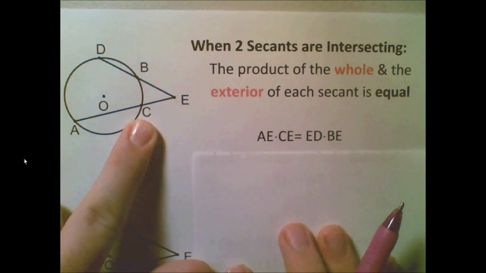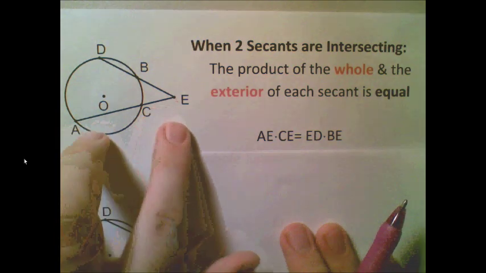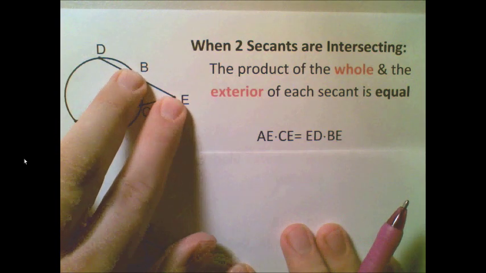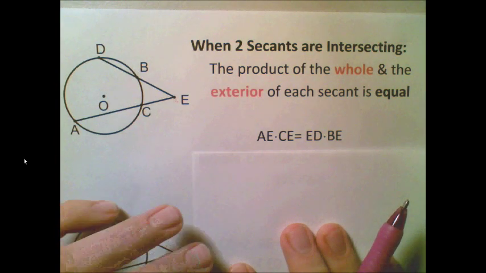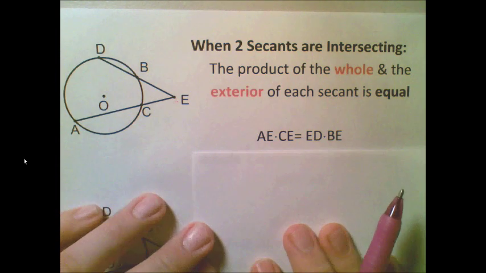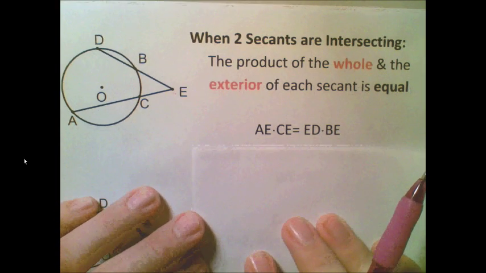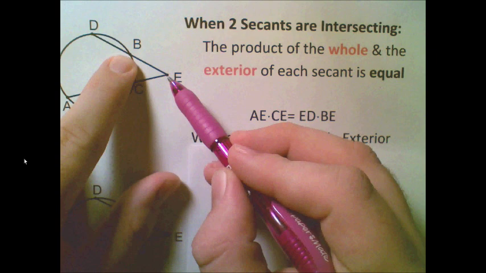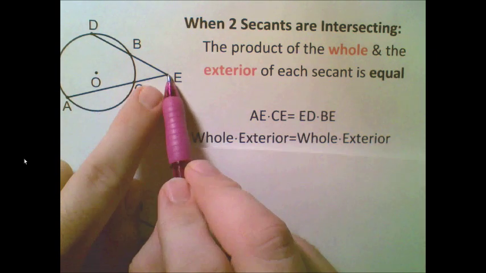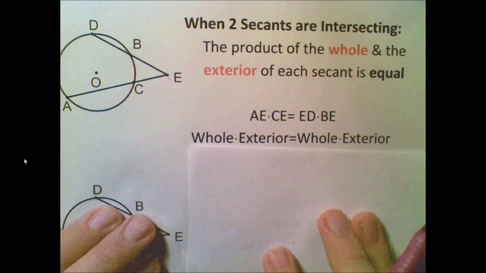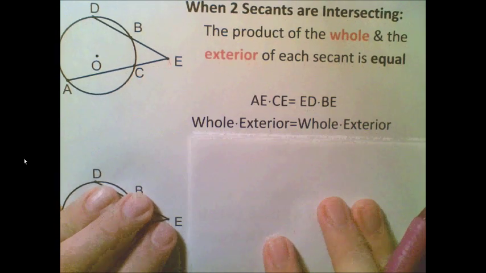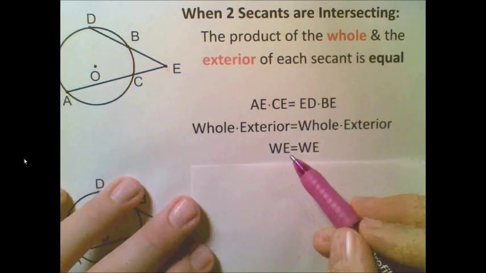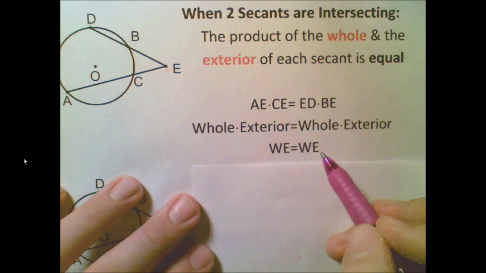Now, the formula we need to remember is AE times CE is equal to ED times BE. And that's basically complicated because every single situation we may have different letters. So I don't want you to remember that formula. What I do want you to remember is whole times exterior, the whole times the outside, equals the whole times the outside. Okay? Now, to make it even shorter, when you think of the little piggies and they go, we, we, we, all the way home. So the formula is we equals we, whole times exterior equals whole times exterior.